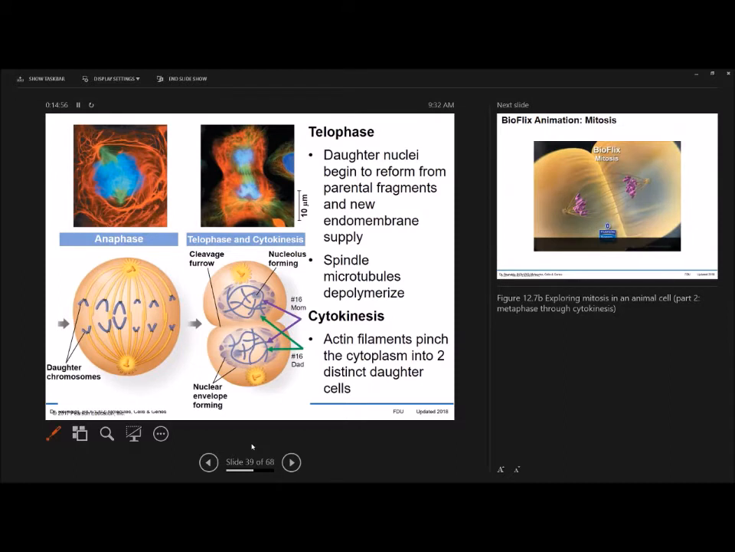At the end, here is mom's chromosome and dad's chromosome. Note that each daughter cell has one of mom's and one of dad's. We've created two genetically identical daughter cells. Okay? They have the same DNA as the parent cell, and they themselves are identical to each other. All right.